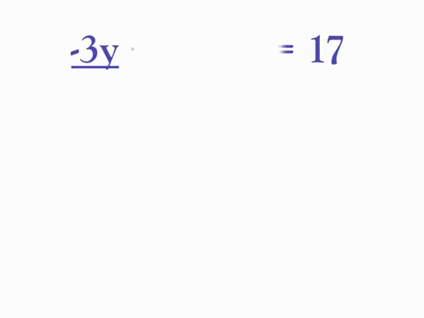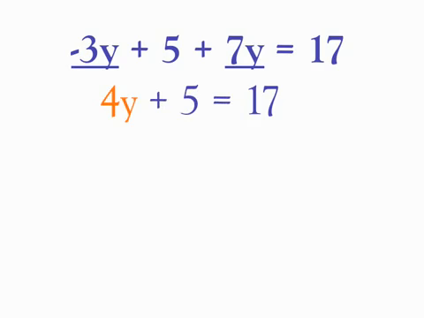Our third example. Again, no distributive property, but now I need to combine my like terms. My terms with the y are separated by a plus 5. Notice my terms with y, negative 3y and positive 7y. Together, using the properties of integers, they combine together to make 4y. Plus 5 is equal to 17.